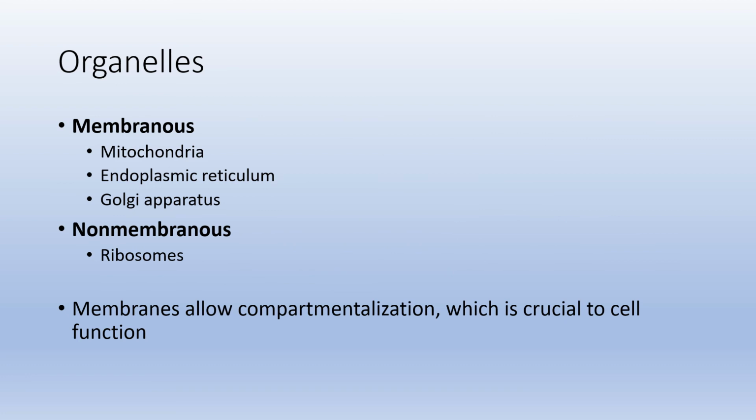We will primarily focus on the organelles when it comes to the cytoplasm, or the little organs. And we will see that some of these organelles have a membrane or an outer boundary that allows for compartmentalization. We have the mitochondria, the endoplasmic reticulum, the Golgi apparatus, and we also have non-membranous organelles, or organelles without a boundary or membrane. And we will address ribosomes when we get there.